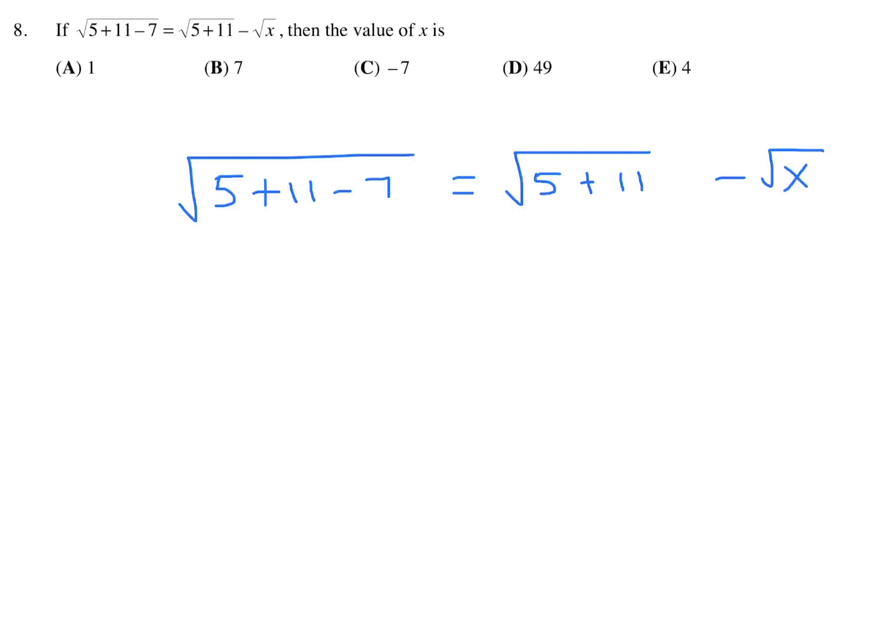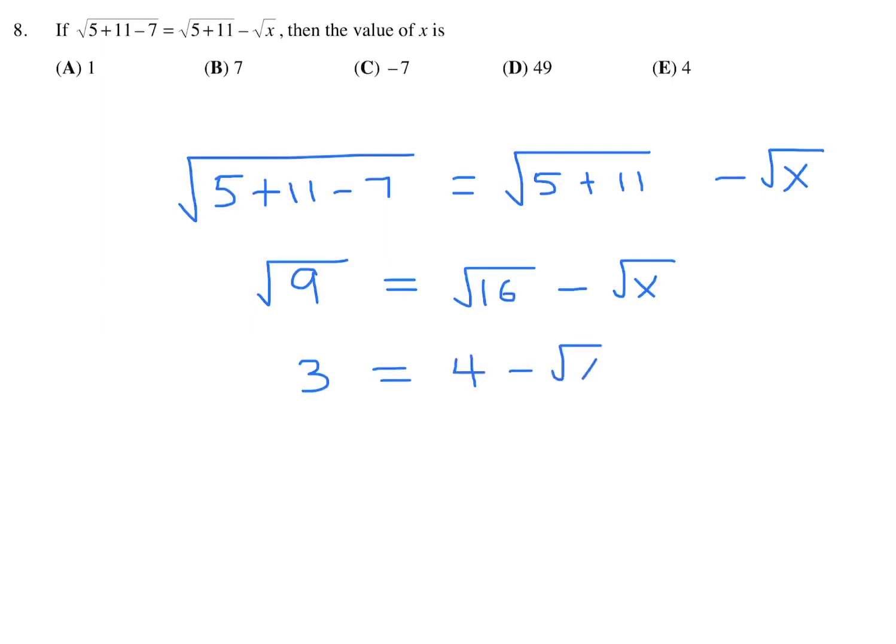So do it the proper way. 5 plus 11 minus 7 is 9, so you have the square root of 9 on that side. 5 plus 11 is 16, so you have the square root of 16. The square root of 9 is 3. The square root of 16 is 4. And we have root x.